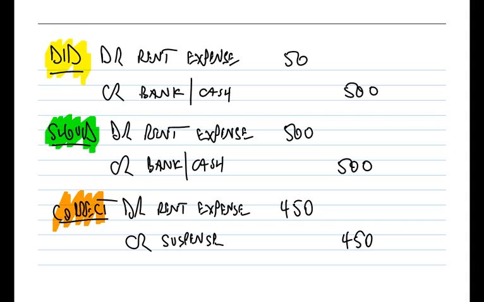So I think my correcting double entry for error 1 is debit the rent expense by 450 to correct it to what it should have been in the first place, and credit the suspense account by 450 to get rid of the suspense that would have been originally set up.